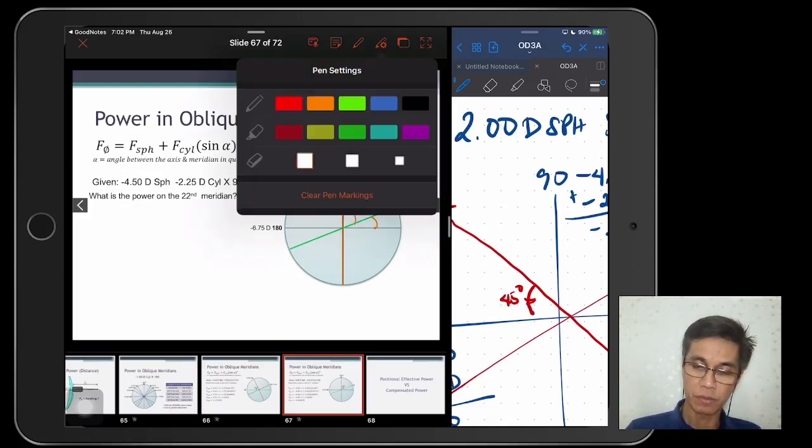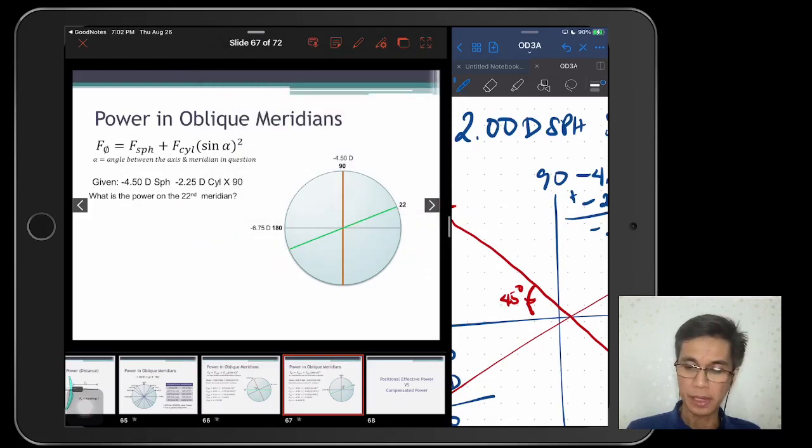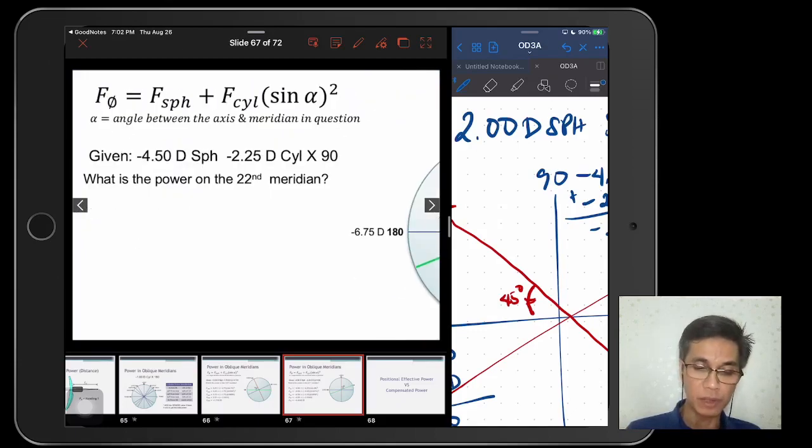Okay? So, yan. So, yan ngayon yung ating angle alpha. Okay? So, ilan ngayon yan? So, para natin makuha yan, that will be equal to 90 minus 22. Yun. 90 minus 22. So, and that will be equal to 68 degrees. Now that we have that, pwede na natin ngayon i-apply ulit yung ating formula.